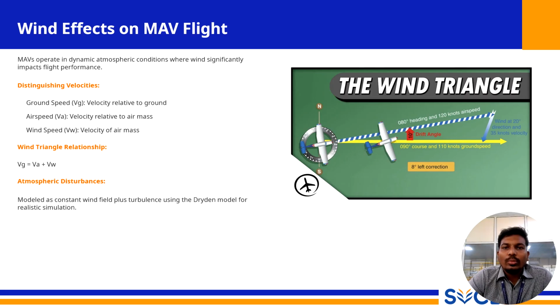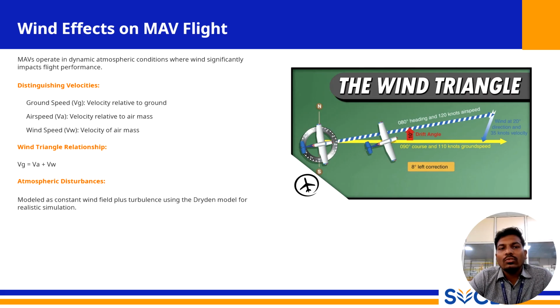As we begin to bridge the gap between our theoretical model and real-world performance, the first and most persistent environmental factor we must account for is wind. A MAV operates in dynamic atmospheric conditions where the wind significantly impacts flight performance. An autopilot that doesn't understand and compensate for wind will be unable to navigate accurately.